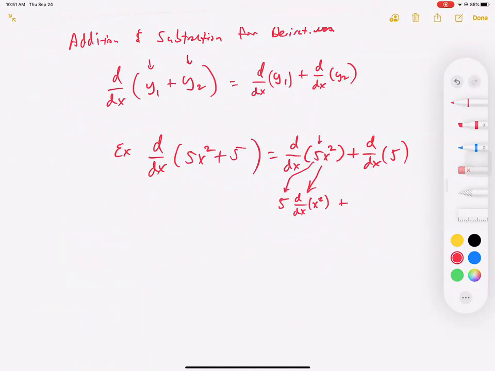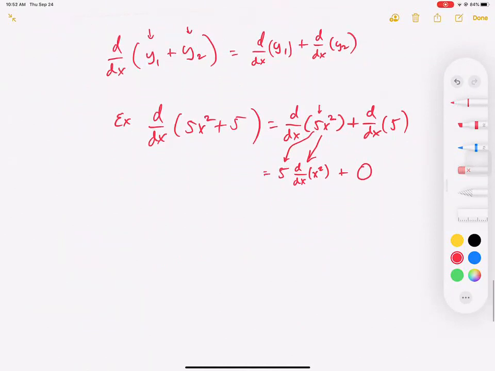The 5? Hey, we know what the derivative of 5 is. That's nothing. Constant. And then we know what the derivative of x squared is. Power rule. So bring down the 2, all the way down, and then we minus the 1. So this is actually 10x.